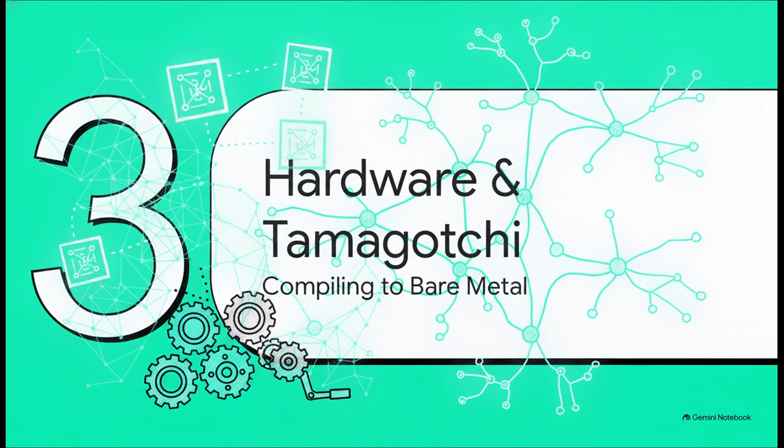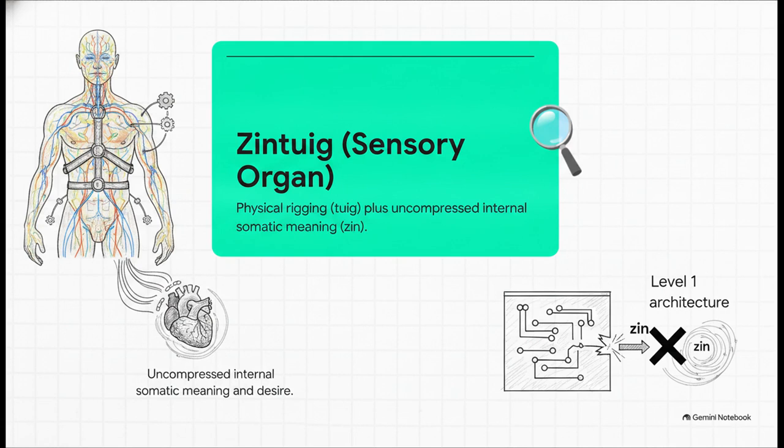Section 3. Hardware and the Tamagotchi. Compiling to bare metal. Now let's map these software patches directly onto bare biological hardware with Insight 3. Consider the profound neurosomatic breakthrough found in the Dutch word zintuig, which translates to sensory organ. The source breaks it down perfectly. Tug is the physical biological harness or rigging, and zin is the uncompressed internal somatic desire or meaning.